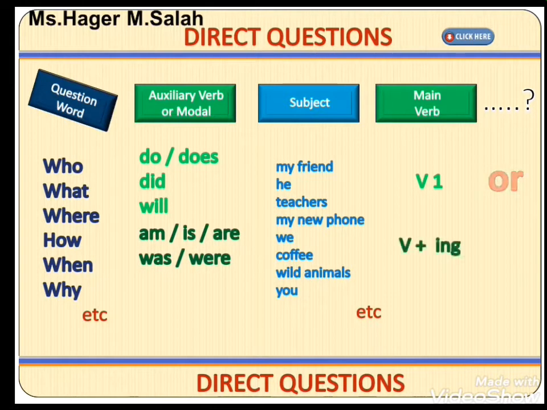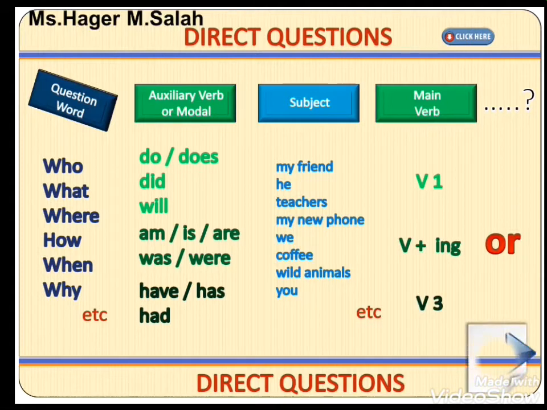Or we can have other auxiliary verbs like am, is, are, was, were, so we will use the verb with ing. And if you have had, has, or have, you will use the third form of the verb, which is the past participle.